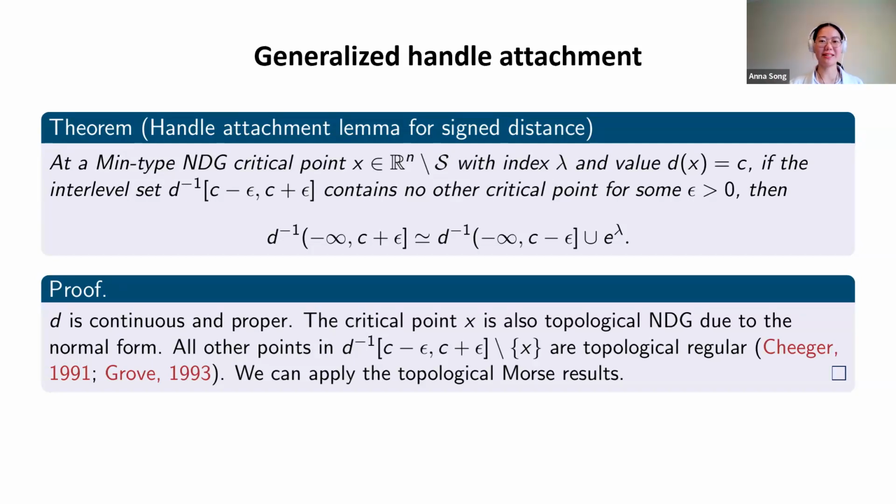generalized handle attachment for signed distances, namely if you have an interlevel set only containing a single non-degenerate point and all other points are regular, then when you pass the level, it's equivalent to attaching a lambda cell. You can also generalize if in your critical level you have more than a single point, but several NDG points, then you are attaching all the handles. You prove it by combining what I just talked about on the topological Morse versions, together with the knowledge that the min-type framework gives you a normal form at your point.